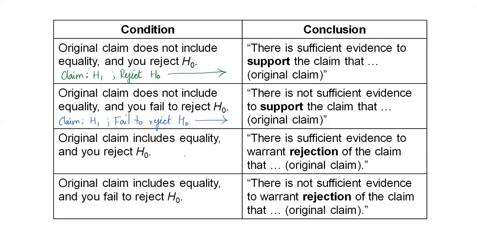And if your original claim does include equality, it definitely must be the H0, because that's the only place where you can have the equals. And if you reject H0, then there is sufficient evidence to warrant rejection. And lastly, if your claim is in H0 and you fail to reject, then there is not sufficient evidence to warrant rejection. So notice how the language is very careful. Please maintain this language.